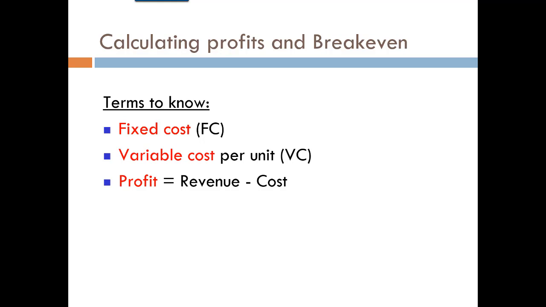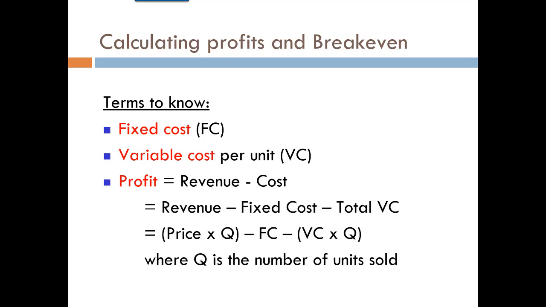Profit is the difference between total revenues, that is sales, and total costs. The total revenue is simply the selling price per unit, P, multiplied by the number of units sold, Q. Total cost has 2 components, fixed cost and total variable cost. Total variable cost, of course, is the variable cost per unit multiplied by the number of units sold.